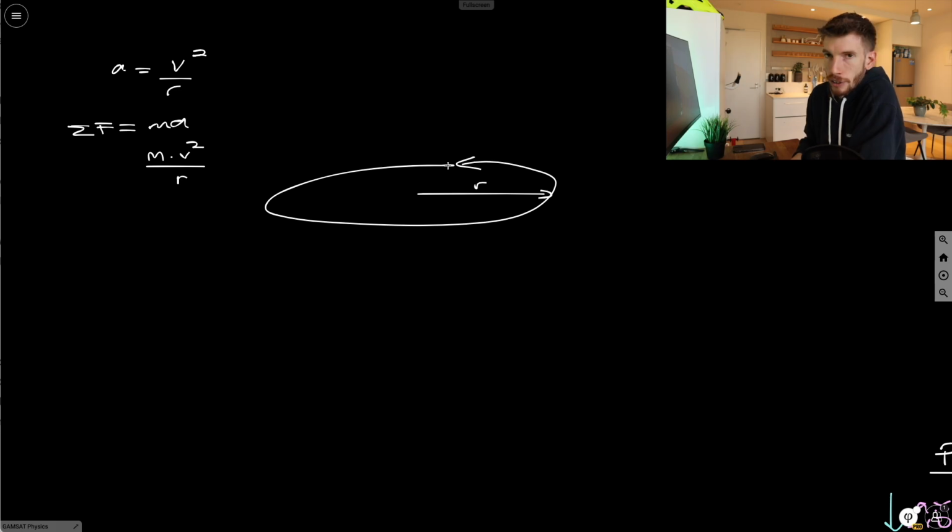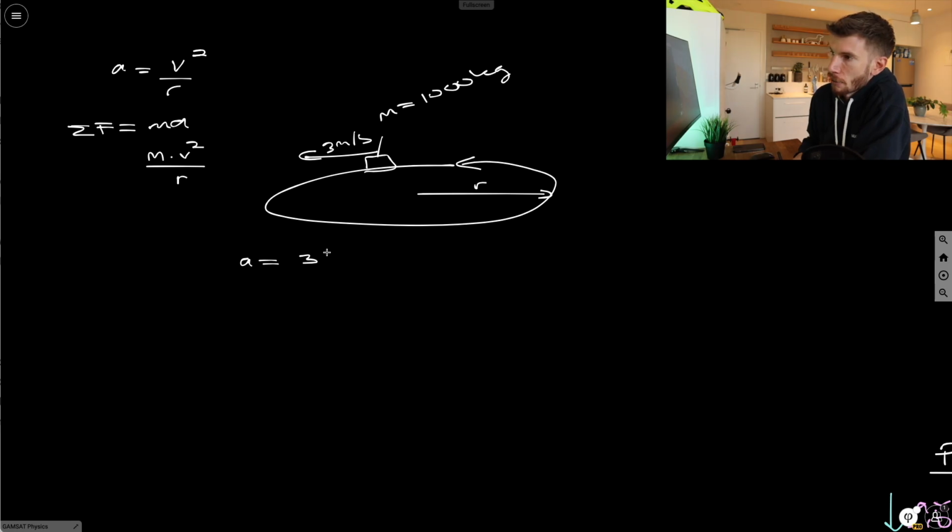Say a car is driving around in a circle. If the car's mass is 1,000 kilos and it's moving with a velocity of 3 meters per second, then its circular acceleration is 3 squared divided by the radius, let's say a radius of 30. So that would be 9 on 30, which we could simplify to 3 on 10, or 0.3 meters per square second.